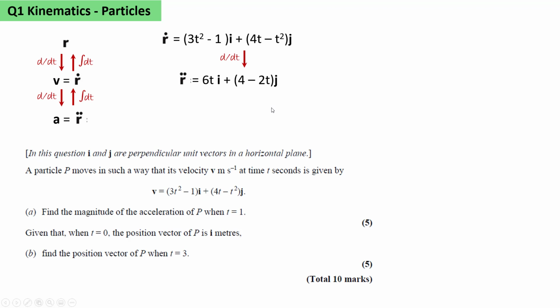So we get r double dot equals 6t, which is the derivative of 3t squared minus 1, i, plus 4 minus 2t, that's the derivative of 4t minus t squared, in the j direction. We substitute t equals 1 and we get a equal to 6i plus 2j. To calculate the magnitude, it's just Pythagoras, the square root of 6 squared plus 2 squared, so it's the square root of 40.